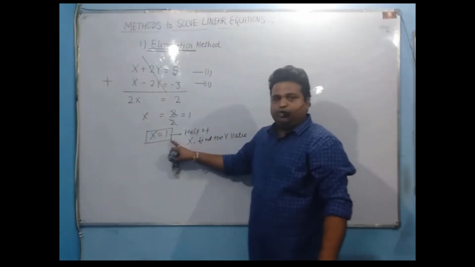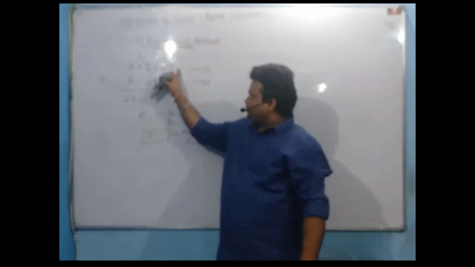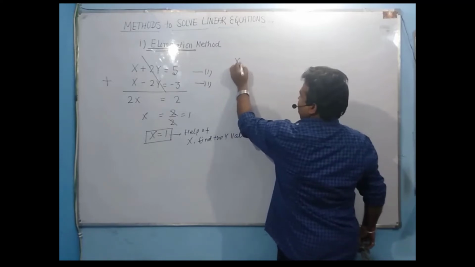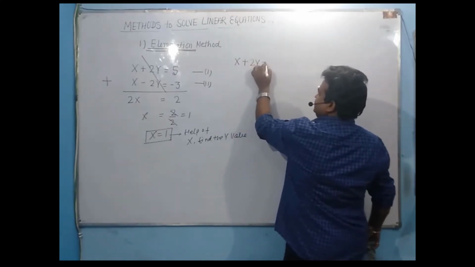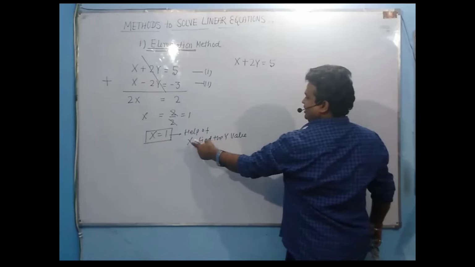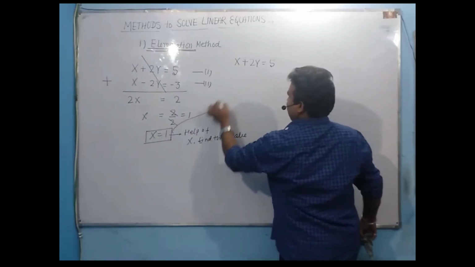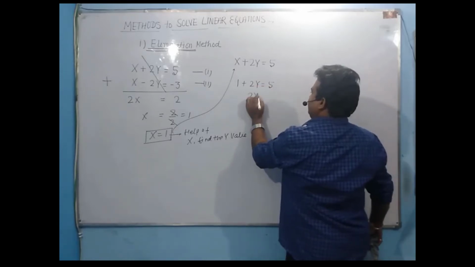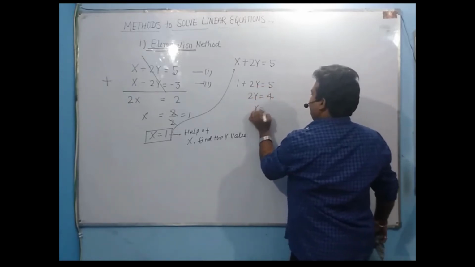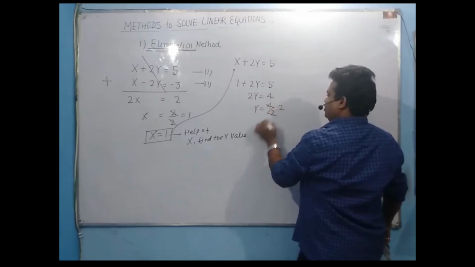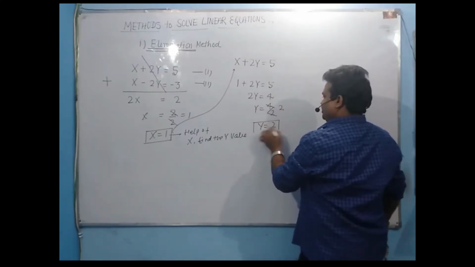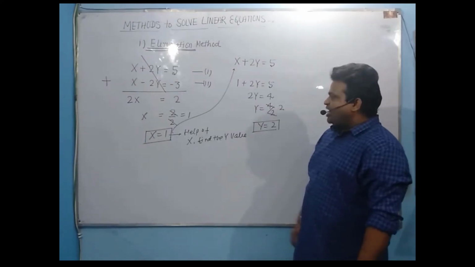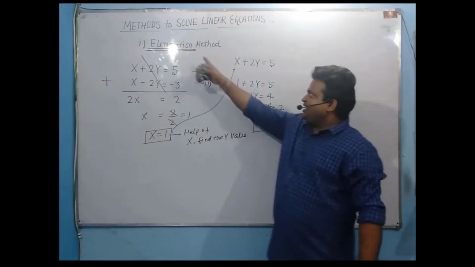Put this x value in either equation 1 or equation 2. So I am putting my x value in equation 1. My equation 1 is x plus 2y is equal to 5. Since x is equal to 1, I put this x value over here. You will get 1 plus 2y is equal to 5. So 2y is equal to 4. So y becomes 4 by 2, you will get 2. So y is equal to 2. This is how you will get the value of x variable and y variable by elimination method.